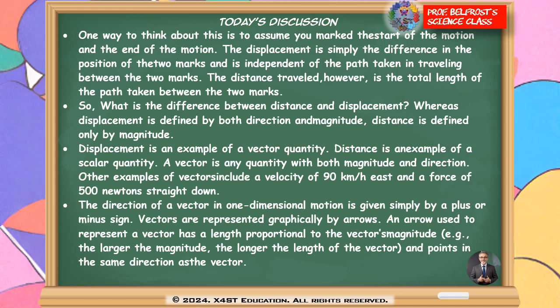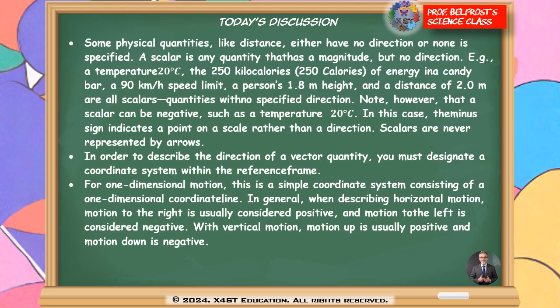For example, we have velocity and force, which are both vectors. The direction of a vector in one-dimensional motion is given simply by a plus or minus sign, and it can be represented graphically by arrows, which will show the length and also the direction of the vector. But a scalar quantity actually can have a minus sign, but the negative sign doesn't show direction; it shows a quantity which is lower than 0.